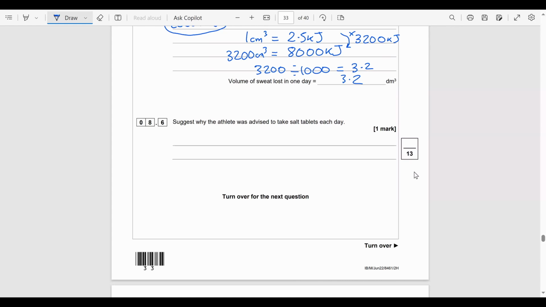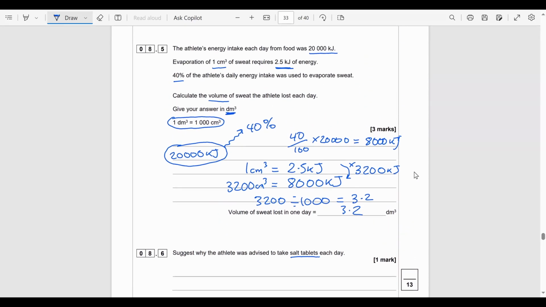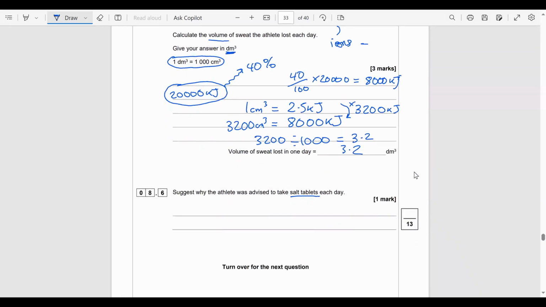8.6 suggests why the athlete was advised to take salt tablets each day. Well, what's happening? They're doing their exercise, losing water as part of sweat. But what will the water that's in this sweat also contain? It will contain ions. So the ions is what will be part of the sweat. So what we need to then say is that the salt tablets are going to replace the ions that are lost in the sweat. Remember that these ions that we're really talking about is going to be sodium, chloride, potassium. These are specific ions that you need, which can get lost in the sweat.